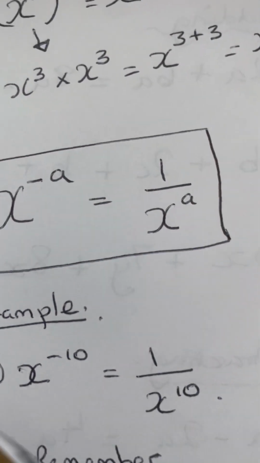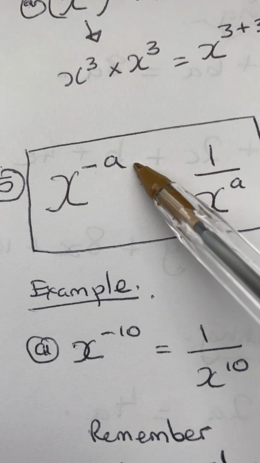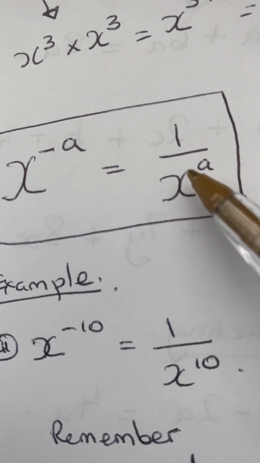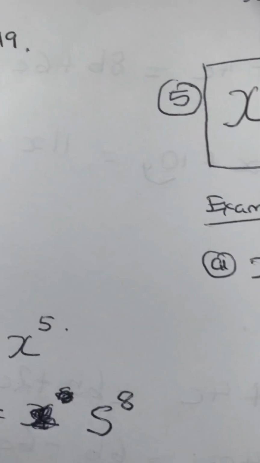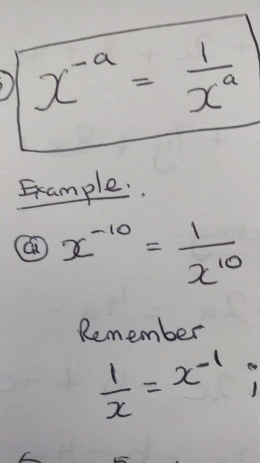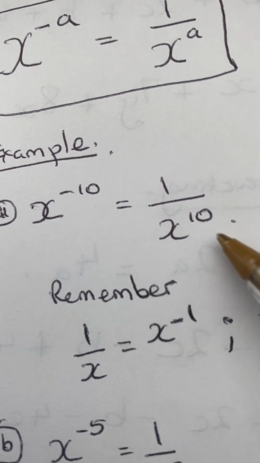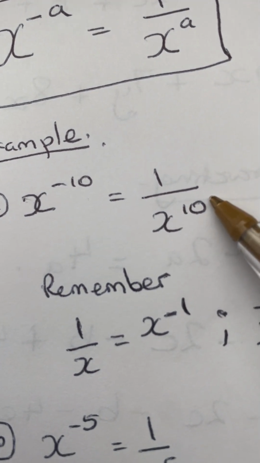Rule 5: x to the power minus a is the same as 1 over x to the power a, as we did in one of the examples. So x to the power minus 10, you can write as 1 over x to the power 10.